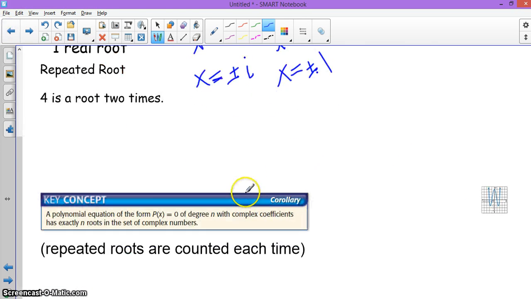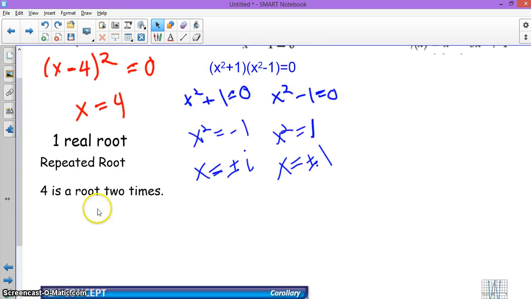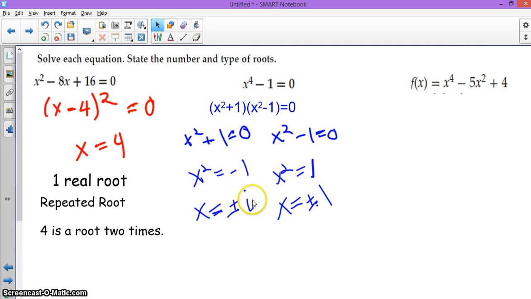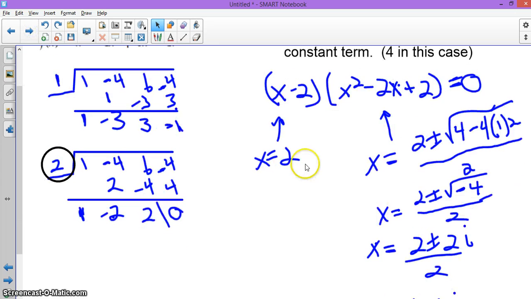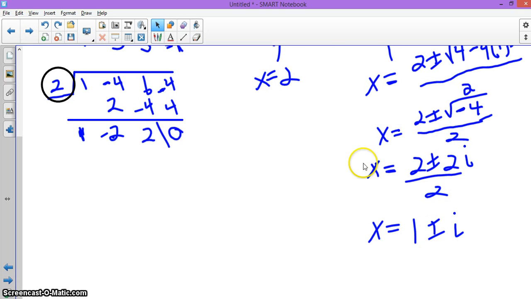All right, notice that is how it's supposed to work. Repeated roots are counted each time. If you read this, a polynomial of degree n is going to have n roots. So here is a 2-root guy, because you count a repeated root twice. Here for a 4th degree, we have 1, 2, 3, 4. And for this cubic, we had 1, and then 2, 3. Alright, there you go.